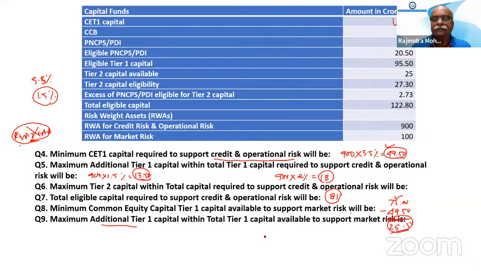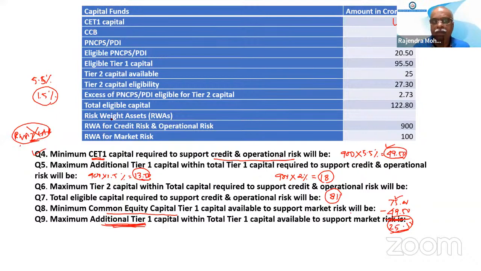Can you calculate what is additional tier 1? In the 8th question, it is asked tier 1, not CET1. It is asking additional tier 1. Sir, the 8th question, common equity capital, CET1. But you have subtracted from 75, CET1. Here, this 4th question is CET1, right?